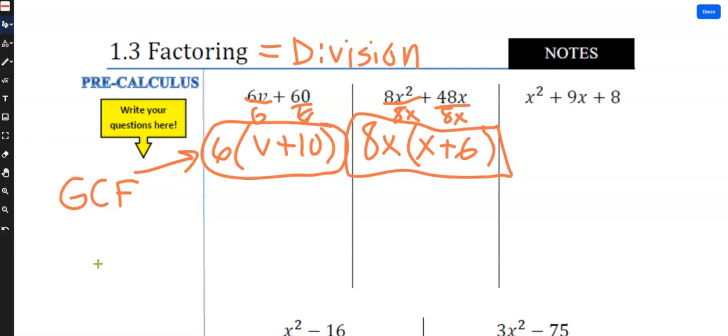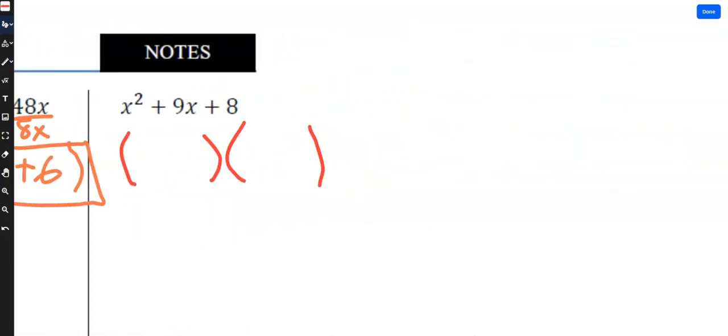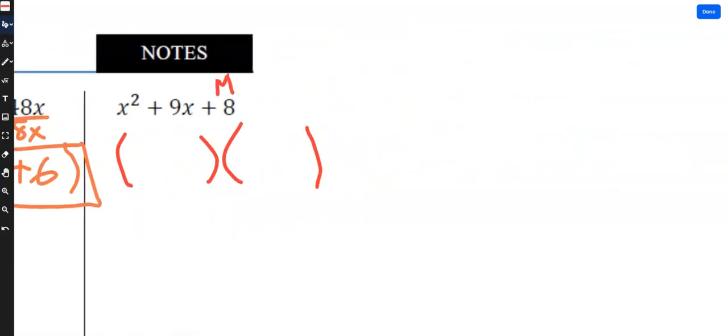And the next one doesn't have a GCF, so we can go straight to factoring two binomials. Now, they have to multiply together to give me 8 and add up to 9. My factors of 8 are 1 and 8. And the other option would be 2 and 4. 3 does not go into 8, therefore I know I'm done.